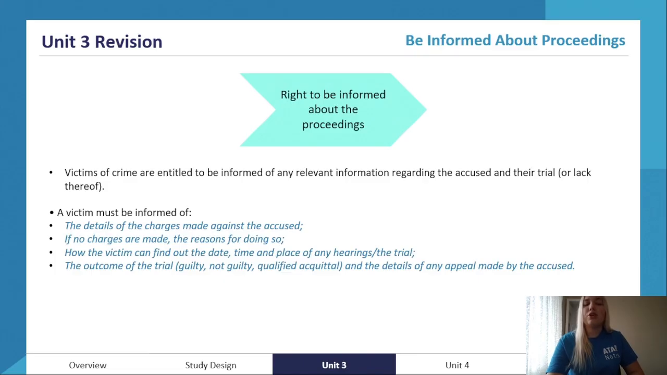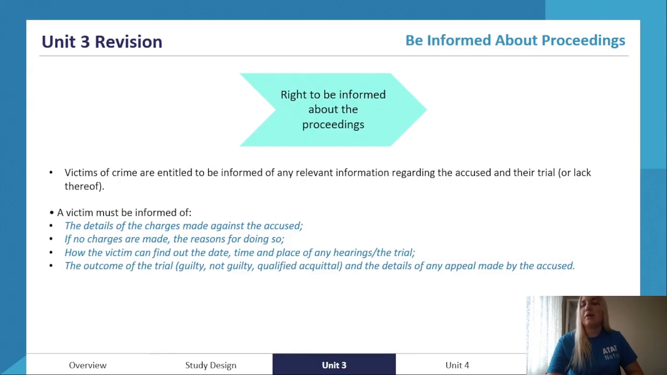If no charges are made, so the person is acquitted and the trial doesn't proceed, the reasons for doing so, such as we didn't have sufficient evidence to continue with the trial. Also, how the victim can find out the date, time, and place of any hearings or the trial, if they do choose to attend the trial, and outcomes of the trial, of course. So, is the accused found guilty or not guilty, or was it an acquittal? Has there been insufficient evidence to prosecute them and they get off scot-free?